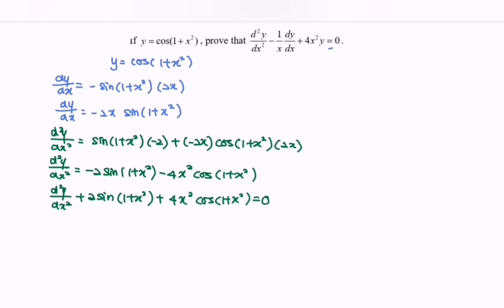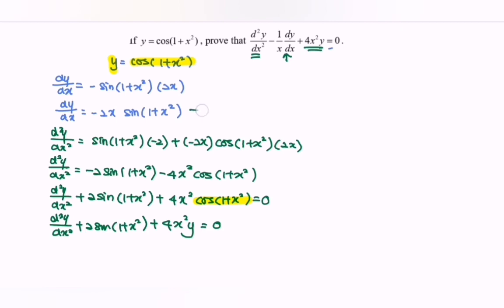So kindly refer to this part where we have the y. Rewrite the situation: second derivative plus 2 sin(1 + x²), plus 4x² and then y, which equals 0. So basically we have already shown this part and also this part. Next, focus on this one.